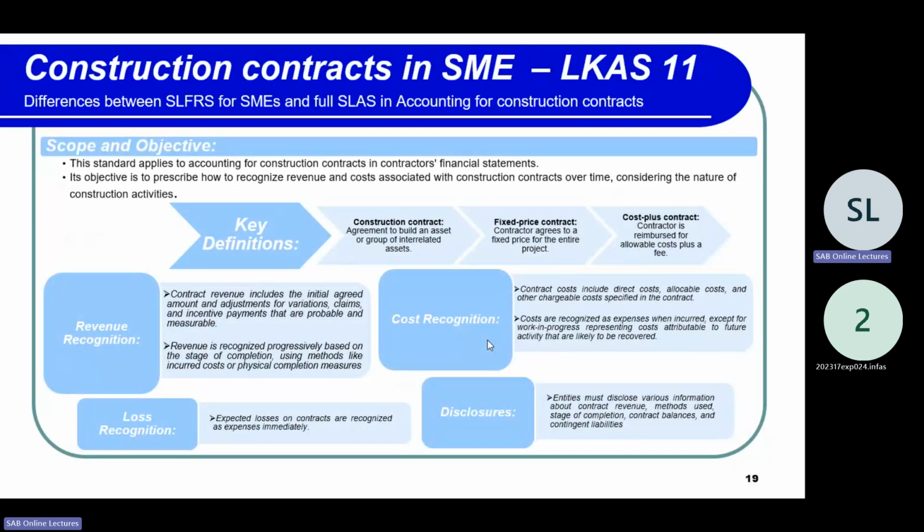So let's move to the cost plus contract. Here the contractor is reimbursed for the allowable cost plus a fee. When it comes to revenue recognition, contract revenue includes the initial agreed amount, adjustments for variations, claims and incentive payments. Revenue is recognized progressively based on the stage of completion, using methods like the incurred cost. In the disclosure part, the entity must disclose information about the contract revenue and the stage of completion.